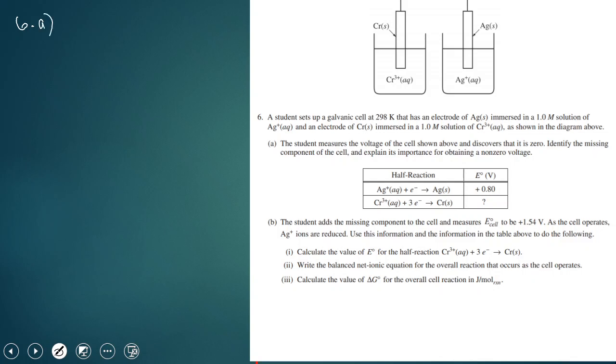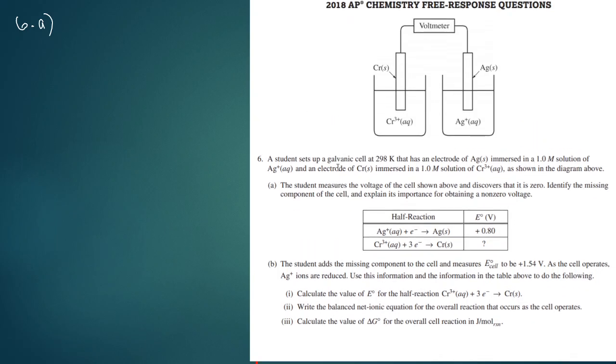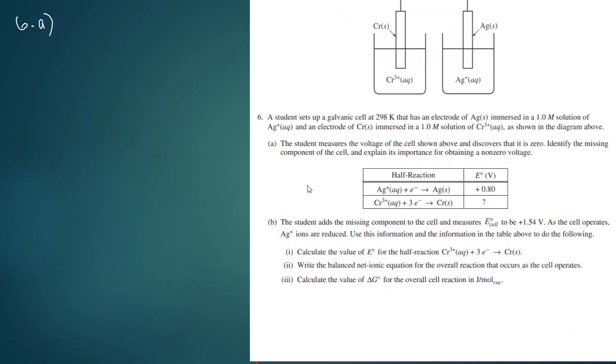6a, the student measures the voltage of the cell above and discovers that it is 0. Identify the missing component of the cell and explain its importance for obtaining a non-zero voltage. So we have a galvanic cell with chromium and silver. Okay, electrochemistry. If you remember the structure of a galvanic cell, I will do a brief drawing with my beakers.